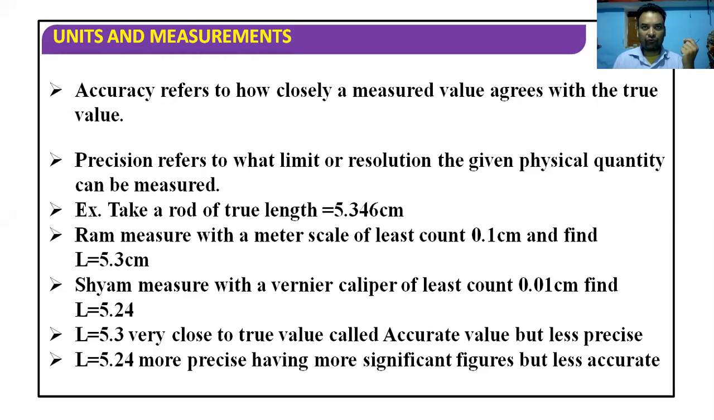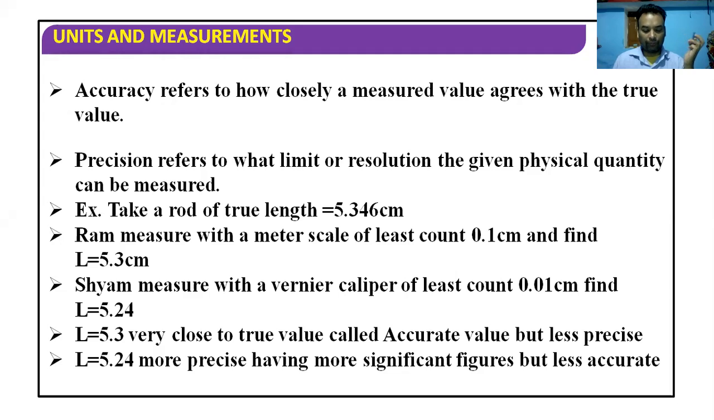Now in our experiment, what we get will be our observed value. And our observed value may be accurate, may be precise. That is the topic of discussion in today's lecture. So accuracy refers to how closely a measured value agrees with the true value, and precision refers to the limit or resolution to which the given physical quantity can be measured. By definition it seems very difficult to understand the difference between the two, but with the help of one example, we can understand the meaning of accuracy and precision very clearly.